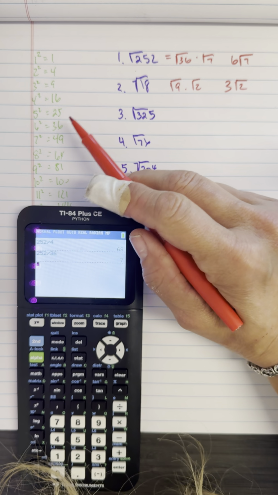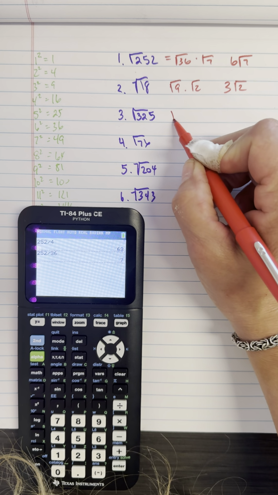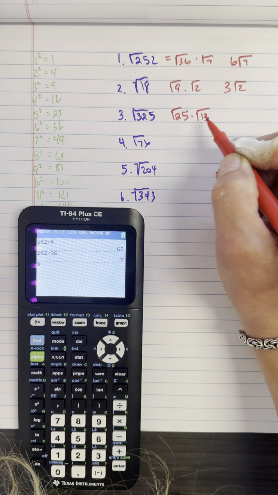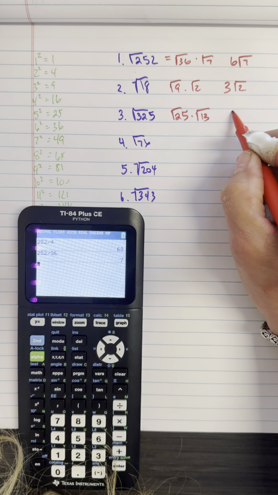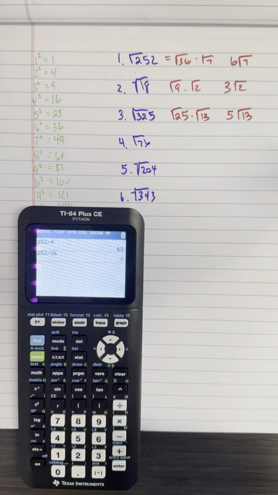325, of course, 25 is in 325. So that would be 13. So the square root of 25 times the square root of 13. And the square root of 25 is 5, so 5 on the square root of 13.